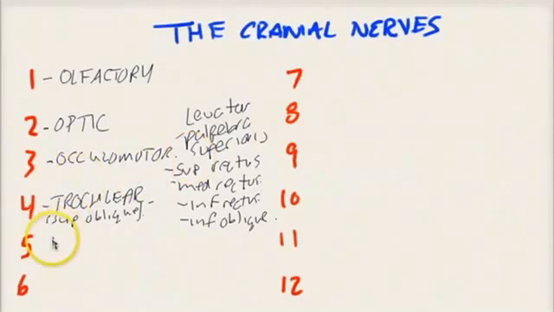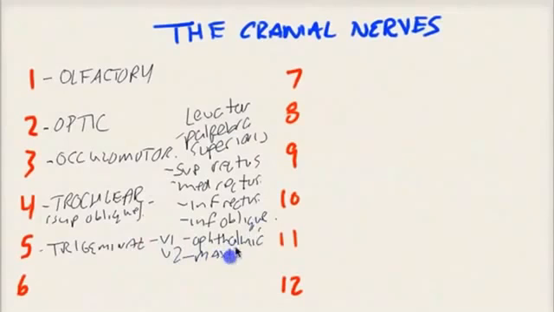Cranial nerve 5 is the trigeminal nerve. In the trigeminal nerve, we have three branches. Branch V1 is the ophthalmic branch. Branch V2 is the maxillary branch. Branch V3 is the mandibular branch. These provide sensation to the face and they innervate the muscles of mastication.